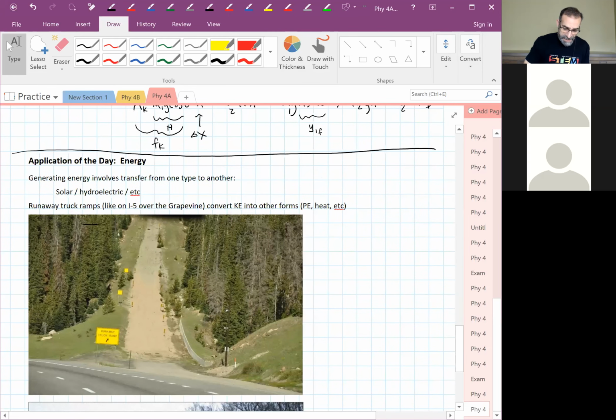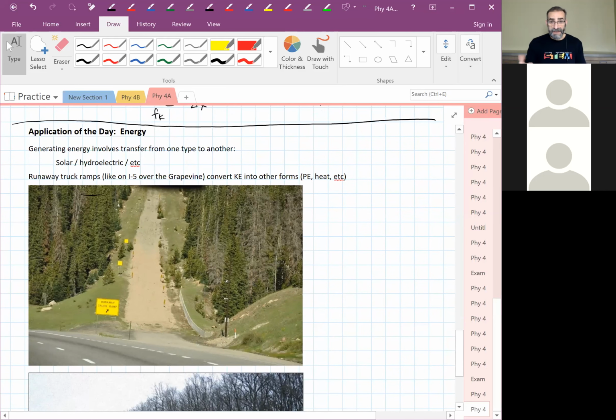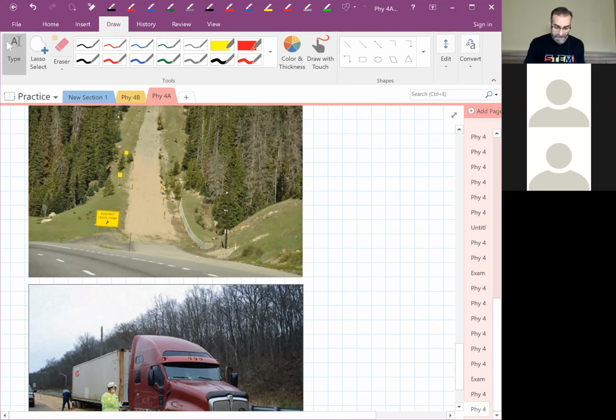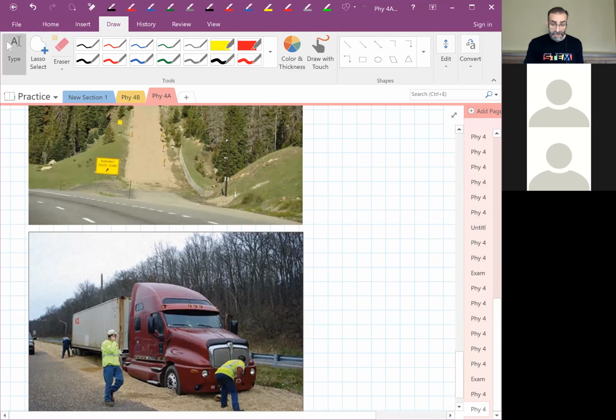Runaway truck ramps, you see these if you go down I-5, driving to Southern California, going over the Grapevine. The idea there is, if the brakes fail on a truck, there's lots of weight pulling it down the hill, lots of potential energy. It's going faster and faster as it comes down the hill. Its brakes have failed. So we need a way to dissipate all that energy.